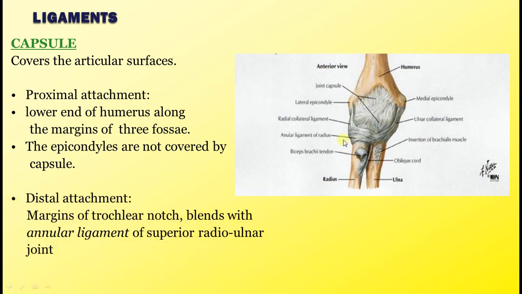When you look at the distal or lower attachment, it is attached to the margins of the trochlear notch of the ulna and it blends with the annular ligament of the head of the radius, which is an osteofibrous structure. So the capsule blends with the annular ligament. This itself confirms that the elbow joint and the superior radioulnar joint have a single synovial cavity.